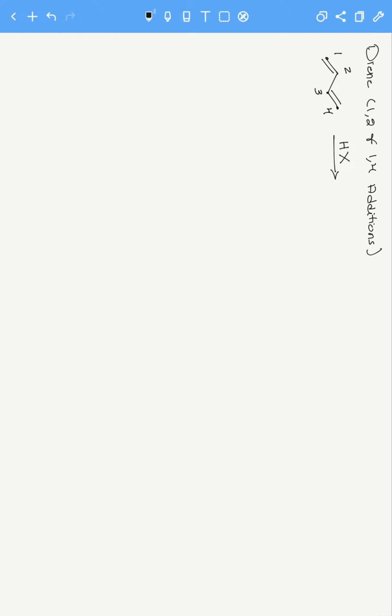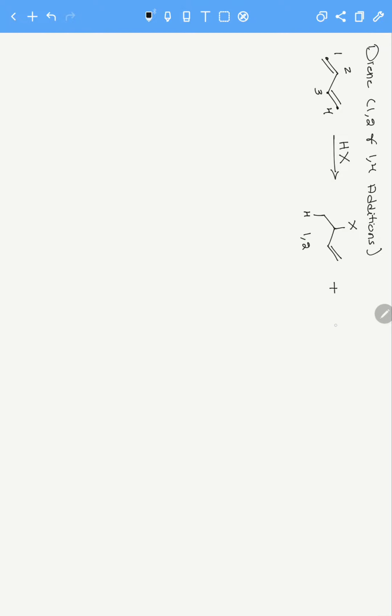And the first product, which is a 1,2 product, is drawn by removing the double bond which is between positions 1 and 2, and then adding hydrogen at carbon number 1, and adding X at carbon number 2. And this is your 1,2 addition product.